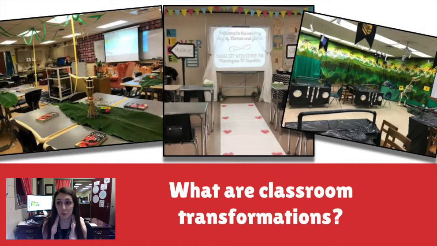Again, classroom transformations can involve something as small as adding music that goes with your theme for the day, or printing out posters, or reenacting something that would have happened that has to do with your content area.